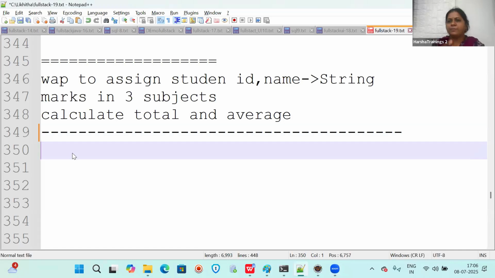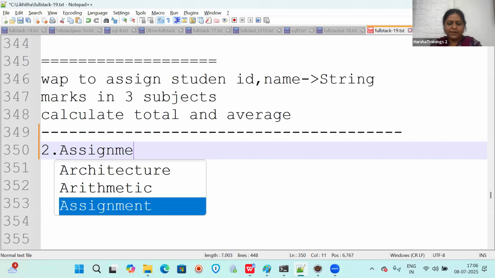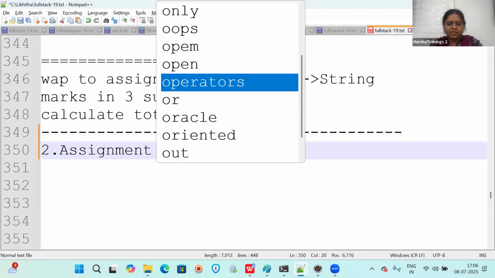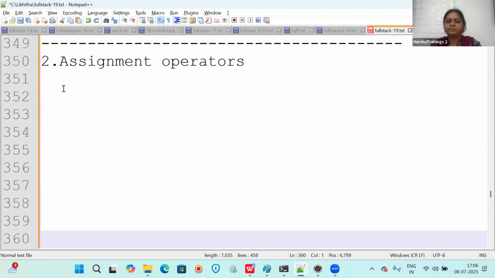Now, the next operator. Arithmetic operators you can perform in any program, and we will be using these operators in all the coming programs. The next operator is the assignment operator. What is that? The assignment operator is equal to.